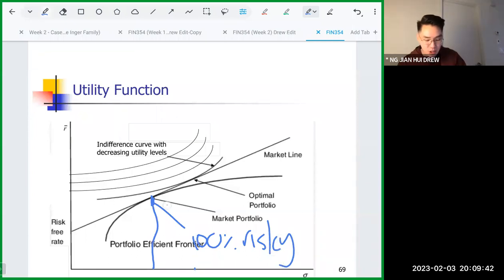Any point beyond this intersection would be your leverage position, where you have to consider taking leverage in order to buy more, a combination of risky and risk-free assets, all right? So it's a specific point. It can be here. Here will give you, let's say, 20% leverage to buy risky assets. Here is maybe 40%, I don't know. Yeah, so it's a specific point.